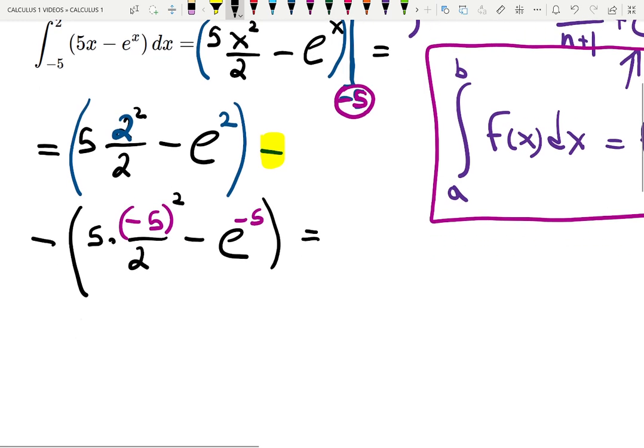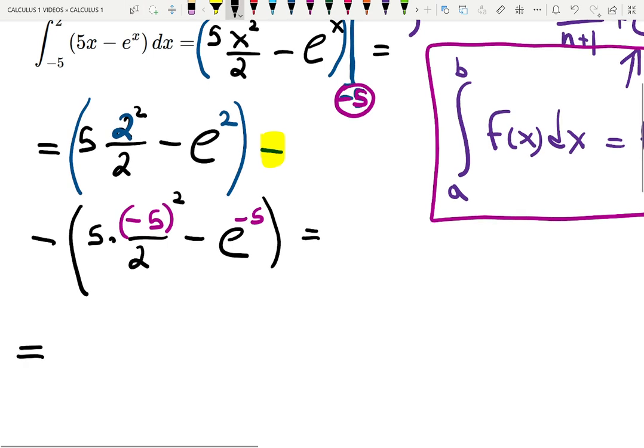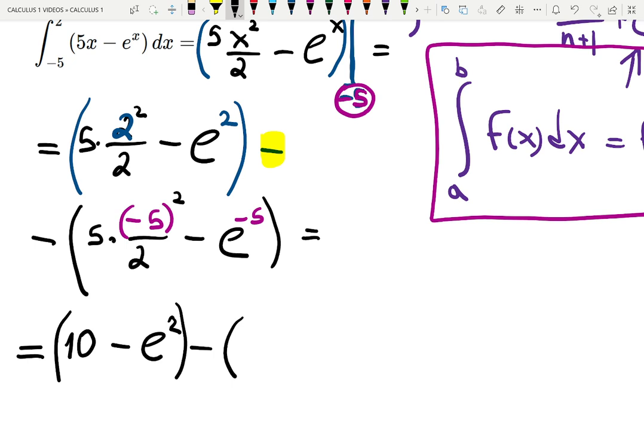Now, you just need to simplify this expression using algebra, your favorite part, right? So, 2 squared over 2 is just 2. 2 times 5 is 10. Minus e squared. Minus, I will open parentheses again. Maybe I will keep the first parenthesis as well. You don't have to, but it looks nice. Now, minus 5 times minus 5 is plus 25. And times 1 more 5 and divided by 2, we simplify everything, and it will be 125 over 2 with a positive sign. Minus e to the negative 5.